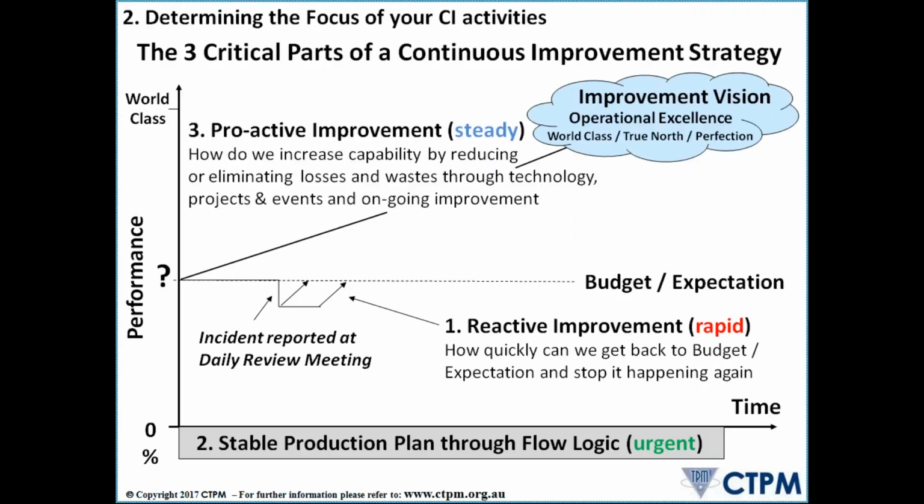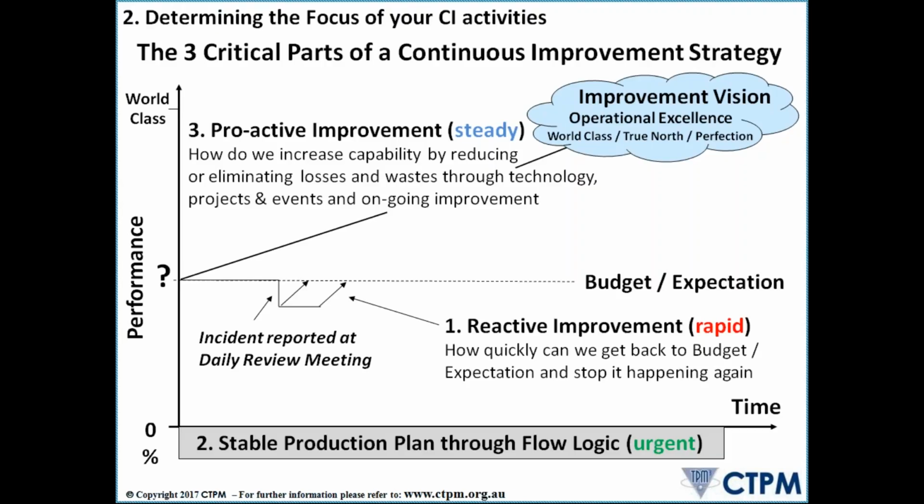And the third one is what most of us focus on, improvement, and that's about taking us on this journey to operational excellence or world class, and we call that proactive improvement. How do we increase our capability? By eliminating losses and waste. So 3 is very important, which is the proactive improvement, but what we've found is if we don't get the 1 and 2 under control as we progress the journey, we're going to struggle.